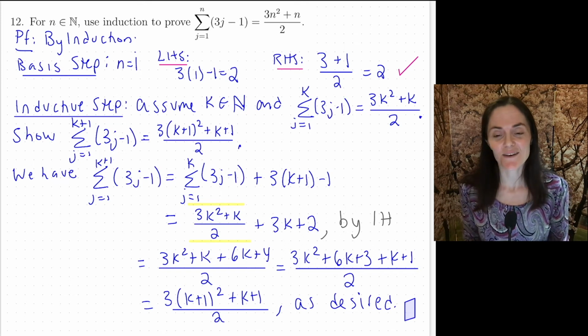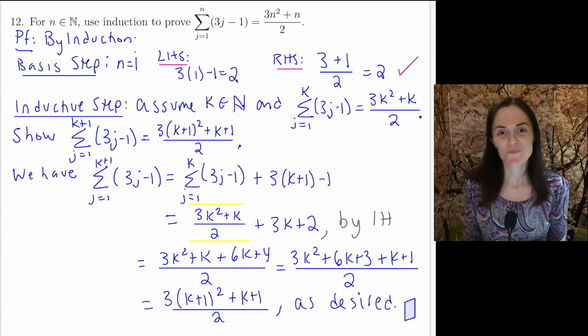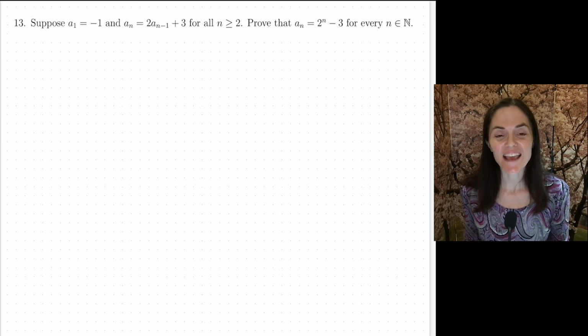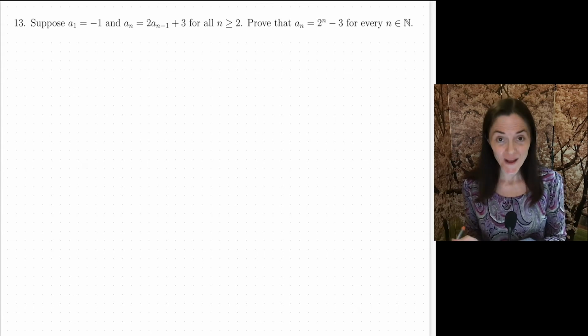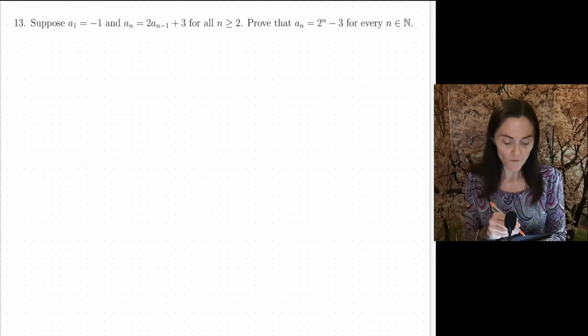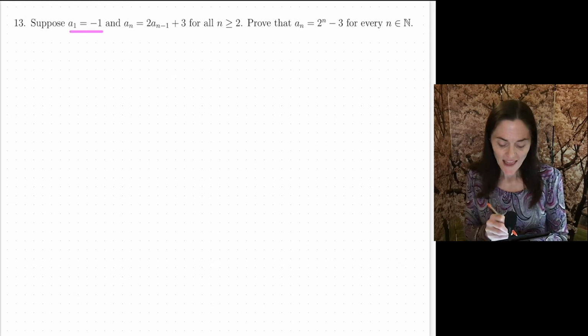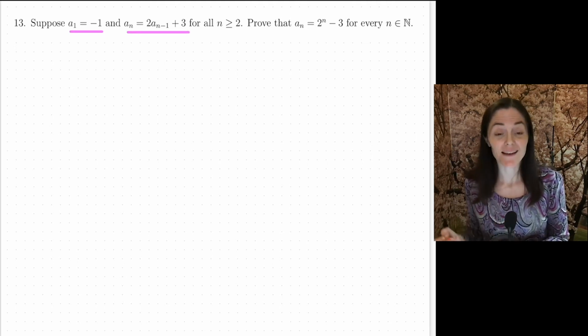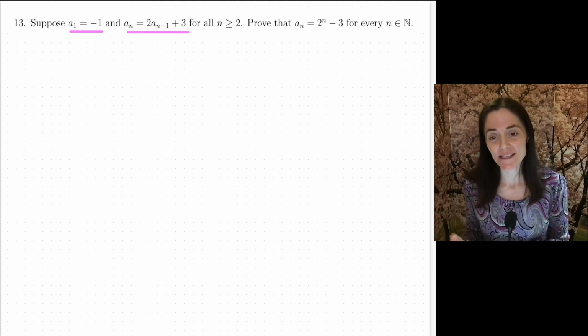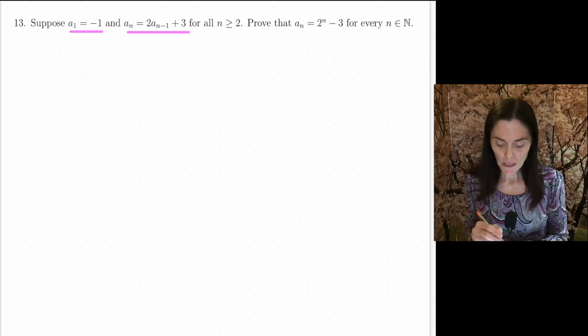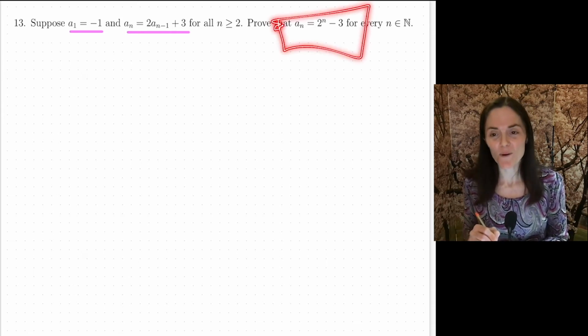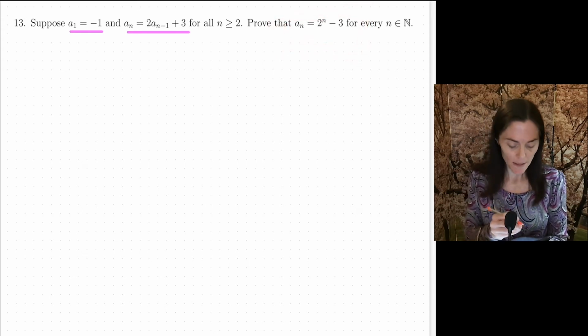This is the end of number 12. Number 13, we have a recursively defined function. We will use induction here as well. We are told the following: a_1 is minus 1, and then for n bigger than or equal to 2, a_n is 2a_(n-1) plus 3. We want to prove that a_n has this explicit formula for every natural number n. Okay, this again by induction.